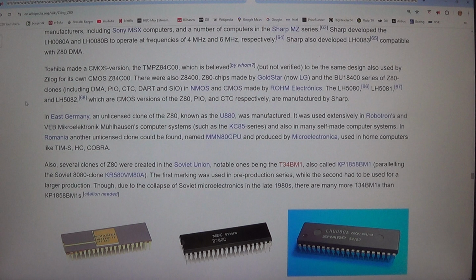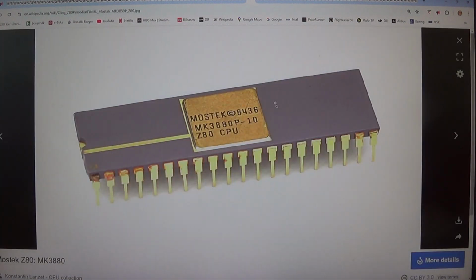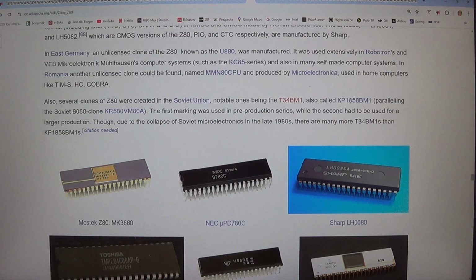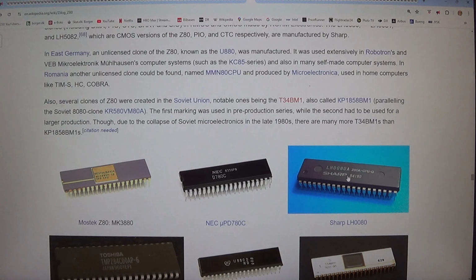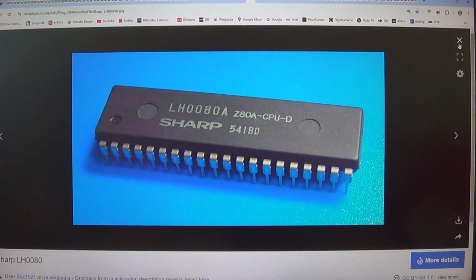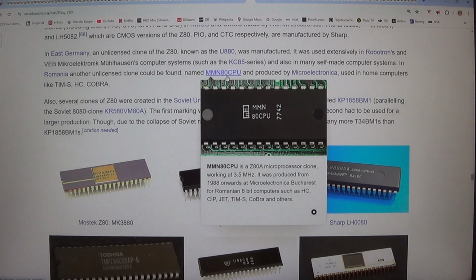In East Germany, an unlicensed clone of the Z80, known as the U880, was manufactured. It was used extensively in Robotron and VEB Mikroelektronik Mühlhausen's computer systems, such as the KC85 series, and also in many self-made computer systems. In Romania another unlicensed clone could be found, named MMN80 CPU and produced by Microelectronica, used in home computers like TIM-S, HC, Cobra.